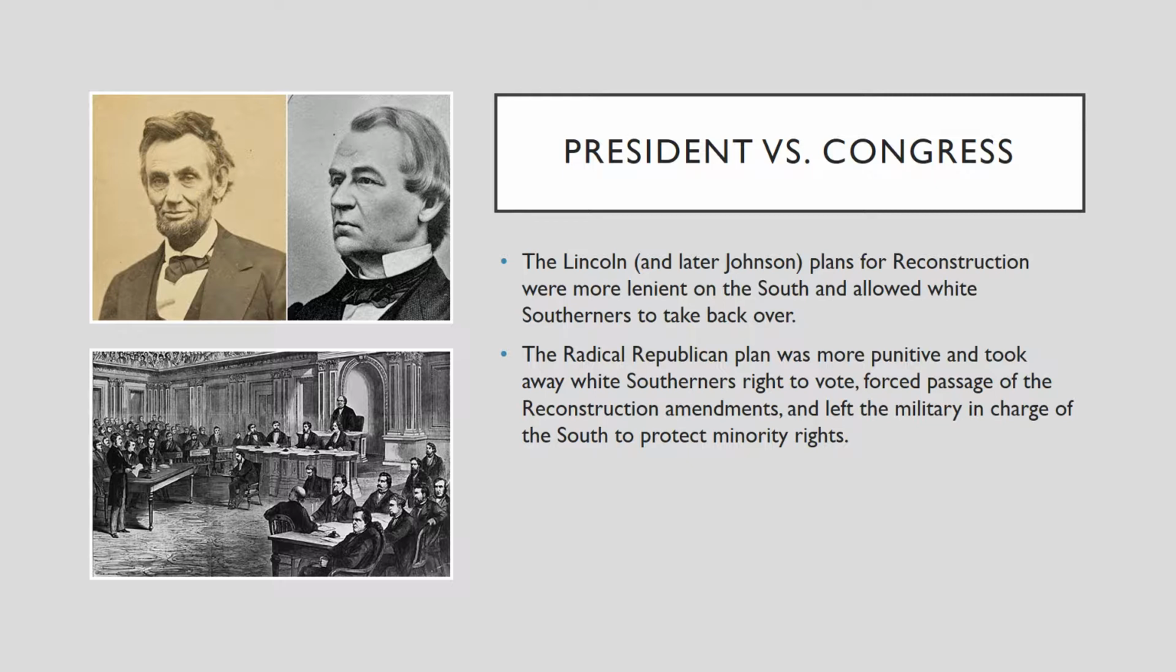during this period. It's going to force the South to pass all three Reconstruction amendments, granting African Americans full equality in America. And it's going to leave the military in charge of the South to protect those new rights of African Americans. So when you look at the radical Republican plan, it is actually much more favorable to African Americans than the presidential plan was. For white Southerners, they view the radical Republican plan as outrageous. That's why they called it the radical Republican plan. They thought it was outrageous, they thought it was unfair, and they desperately wanted the radical Republicans to fail.